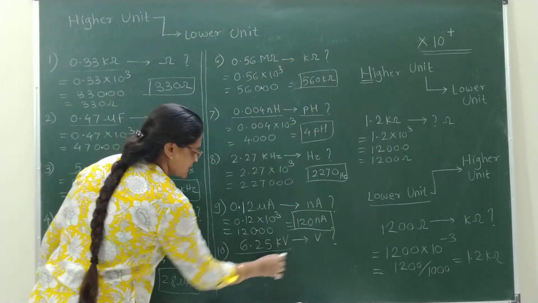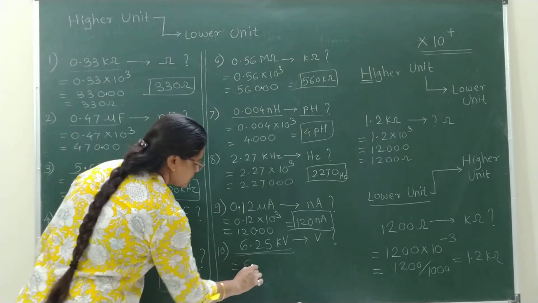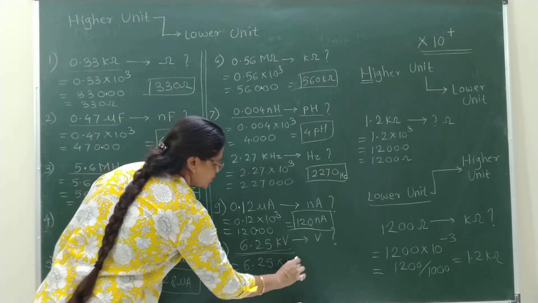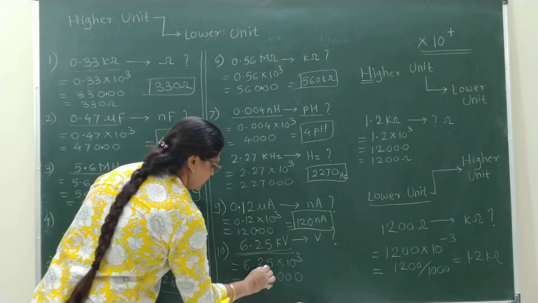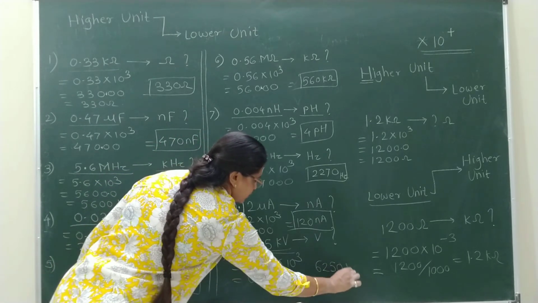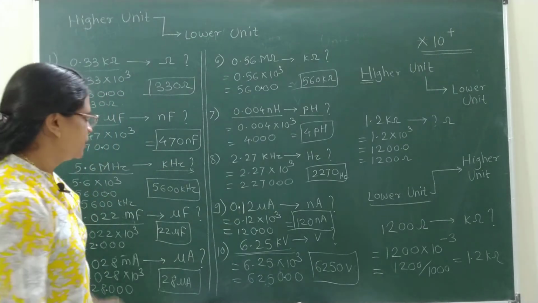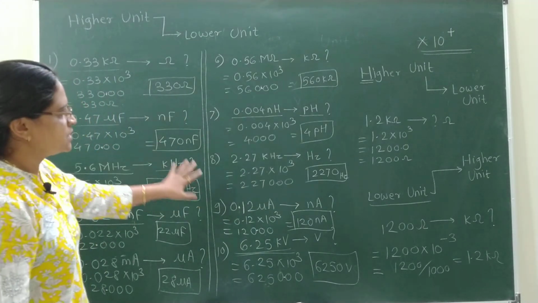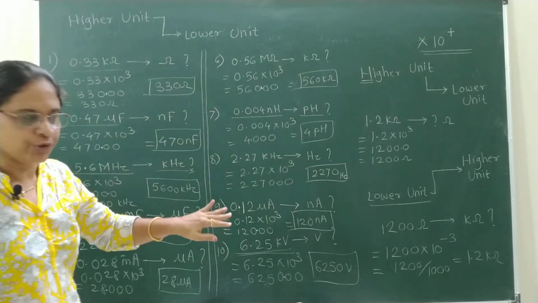Then the last example, 6.25 kilovolt into volt. Again, 6.25 into 10 raised to 3. Here it makes 625 into 10 raised to 3. Adjusting 2 decimal digits, the answer in the standard unit is 6250 volt. So this was the practice session for conversion of higher unit to lower unit.